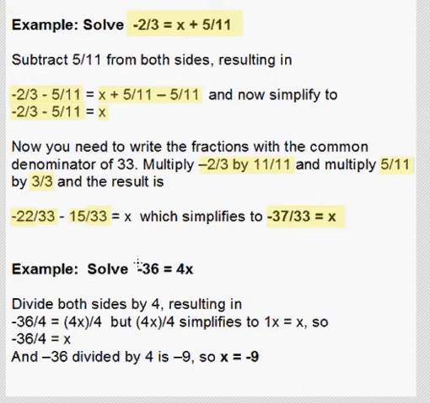In the second example, we solve the equation negative 36 equals 4x. 4x means 4 times x. The way we get rid of that 4 that's multiplied by x is to divide by 4. And we divide both sides by 4. And this results in negative 36 over 4 equals 4x divided by 4. The 4x divided by 4 simplifies to x because the two 4's cancel. And we have negative 36 over 4 equals x. But negative 36 over 4 means negative 36 divided by 4. And that results in negative 9. So our answer here is x equals negative 9.